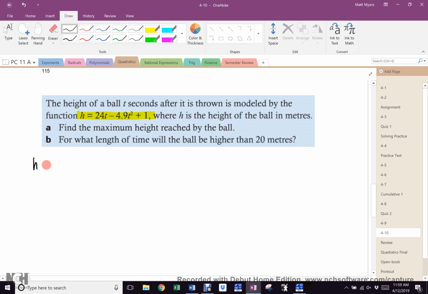H on our graph or on our calculators is what variable? Why? Because it's the output. T is x because it's the input. Because t is the independent variable, right?